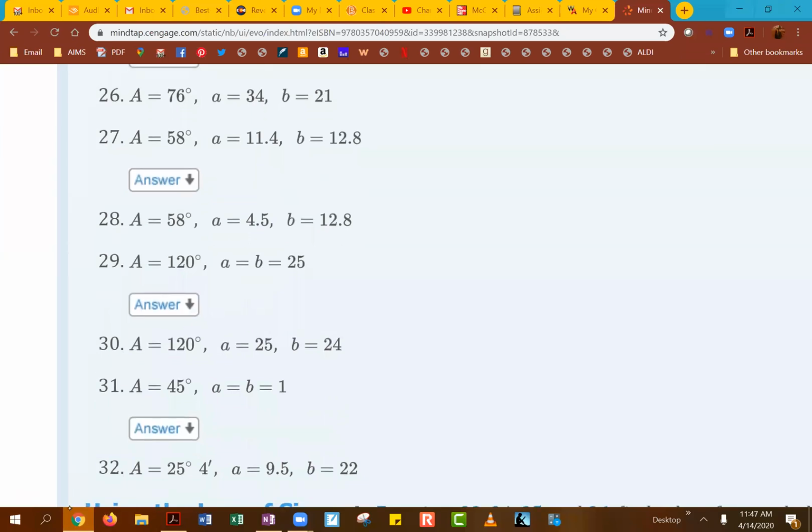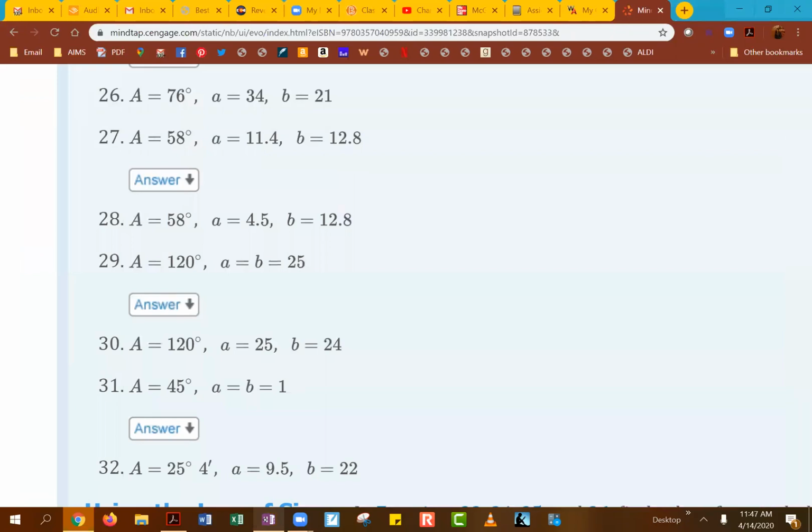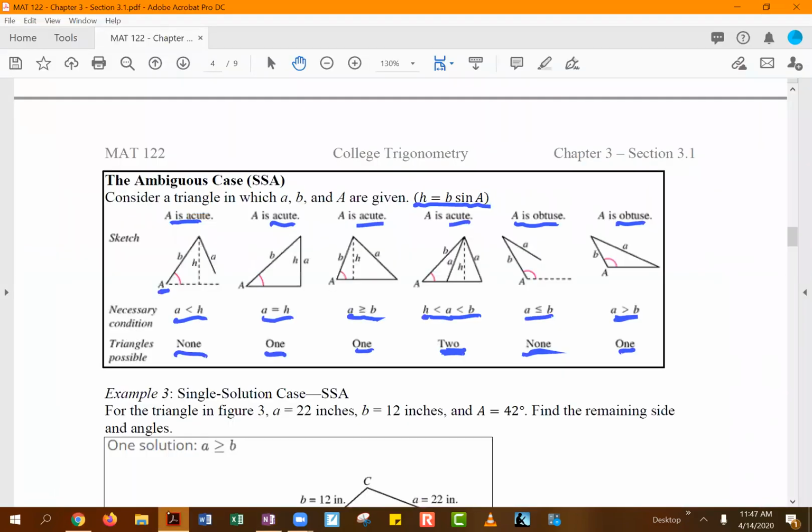On that same part, let's look at number 26 over here. So we're given A as 76 degrees. Side A is 34, side B is 21. So this is an angle which will be acute, obtuse? Acute. Okay, and of course you can see here, A is going to be greater than B. So we should have one triangle, because that's that third case that we are looking at.